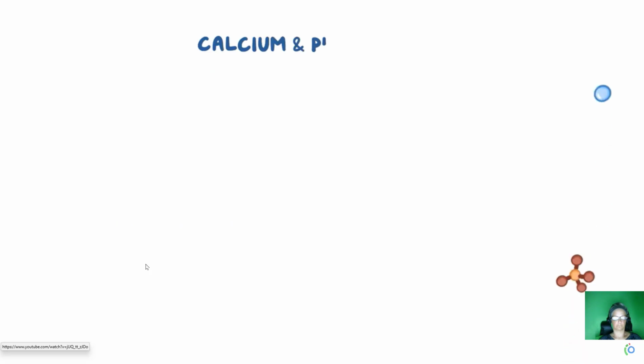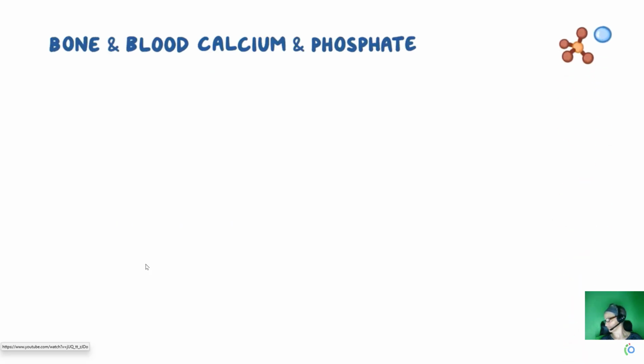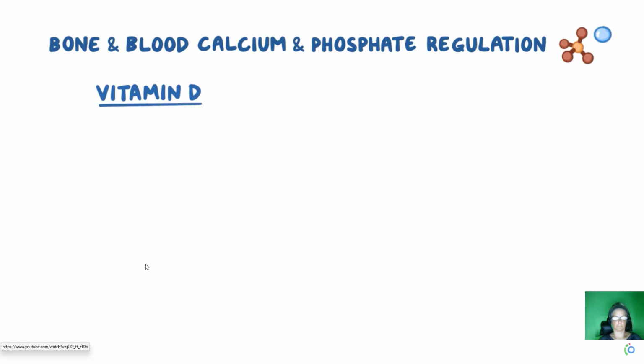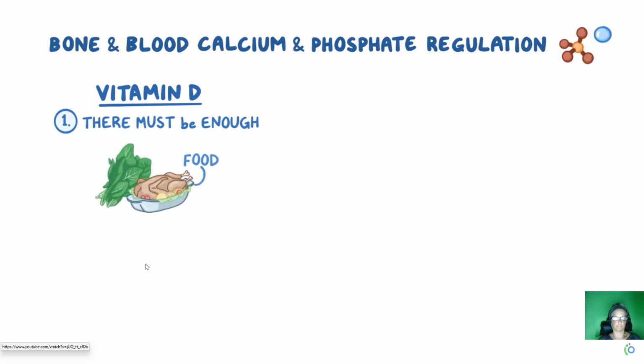Now, the levels of calcium and phosphate in the bone, but also in the blood, are regulated by vitamin D and parathyroid hormone, or PTH. Vitamin D-wise, two steps are necessary for optimal metabolism. First, there must be enough vitamin D in the body, either from food or created in the skin in response to sunlight exposure.